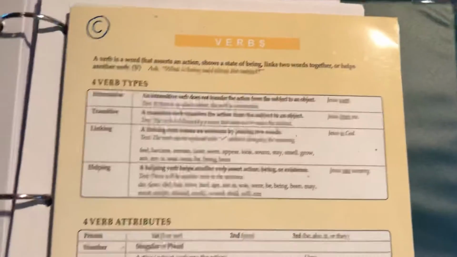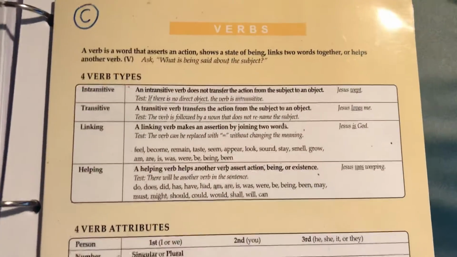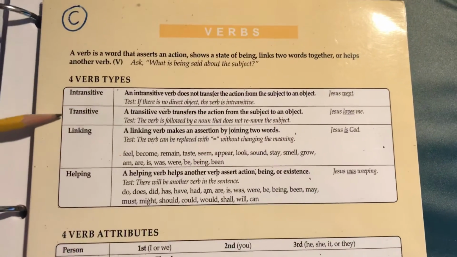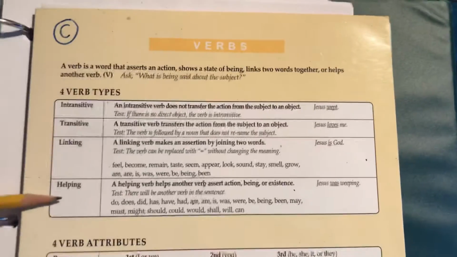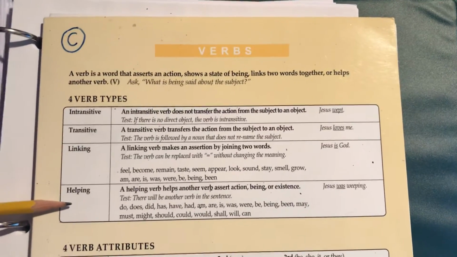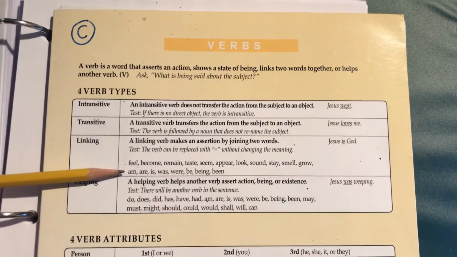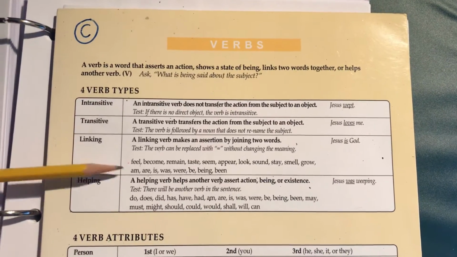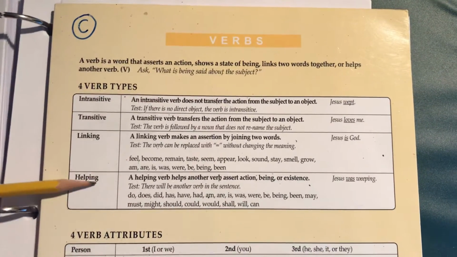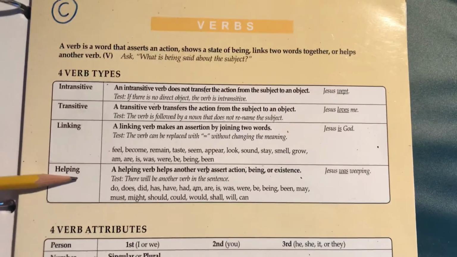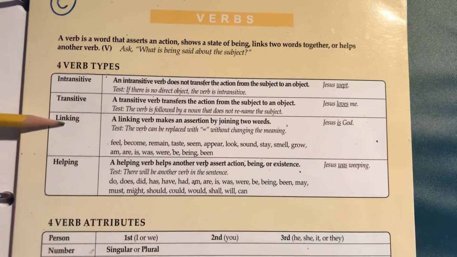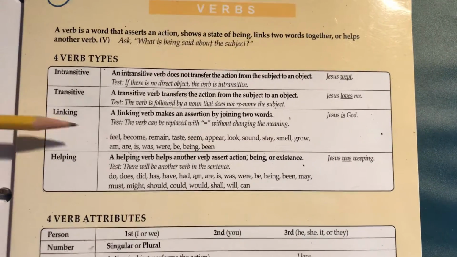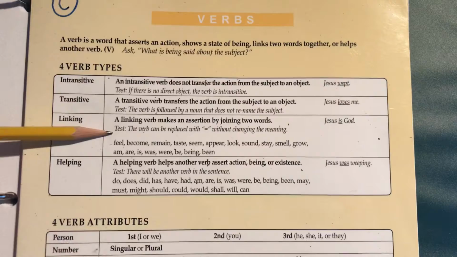I'm going to show you first the chart. The old chart from the 4th edition has the 4 types of verbs: verb intransitive, verb transitive, verb linking, verb helping. And I actually like this old chart C better because it has the list of the linking verbs and the list of helping verbs.